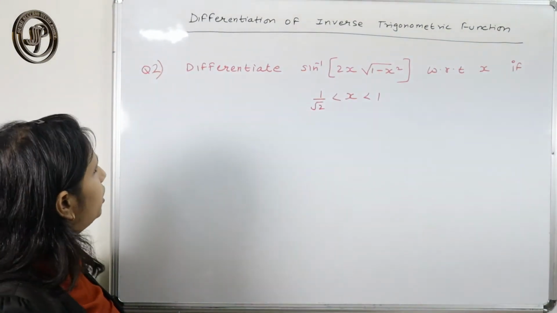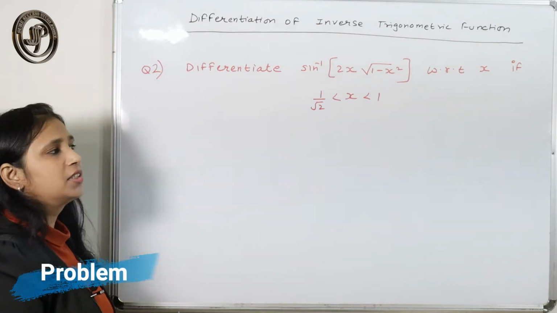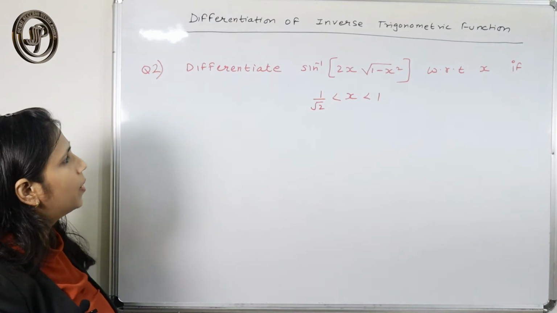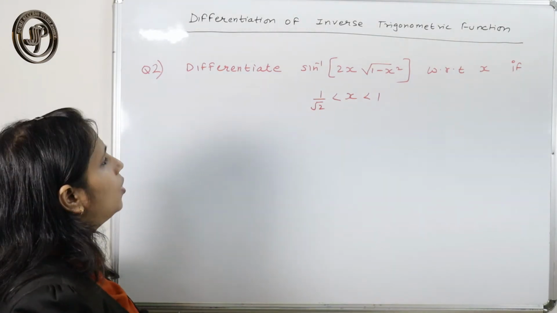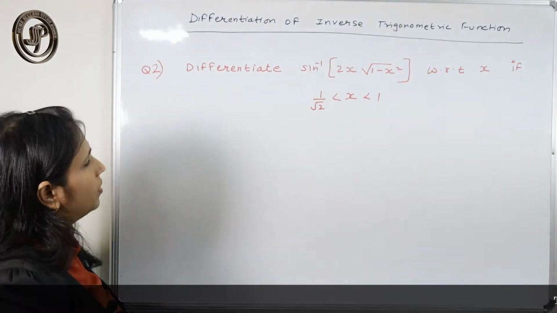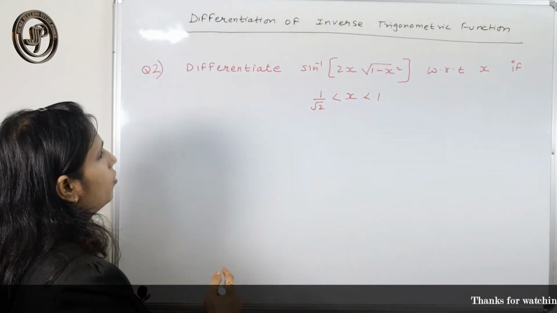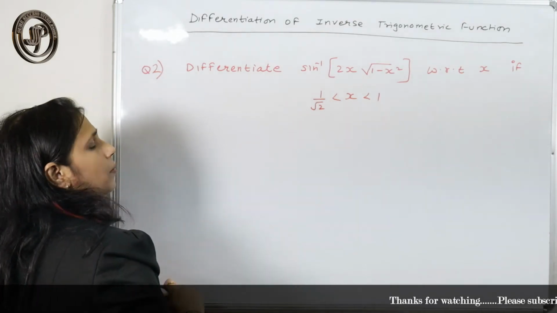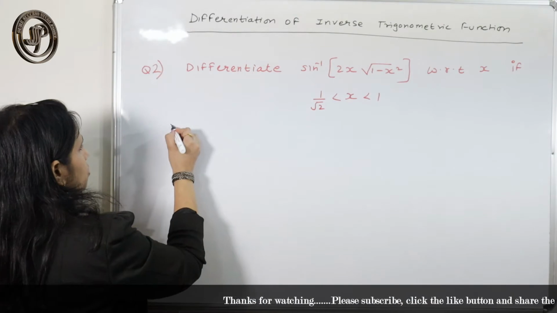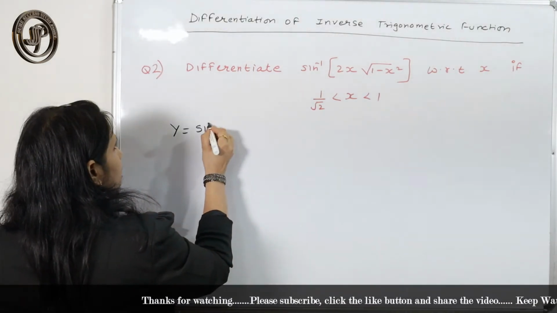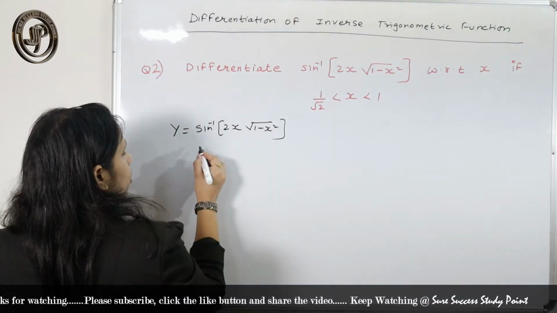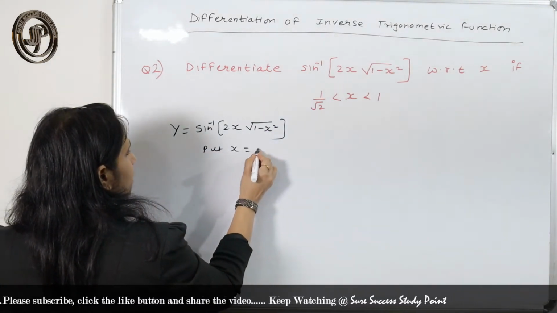So next question. Here I have taken the same question, but the range of x is 1 by root 2 to 1. So x lies between 1 by root 2 and 1. That is the difference. So see, if the range becomes different, your answer will come different. So let's check how we do this question. We have to proceed in the same manner. Put x as sine theta.